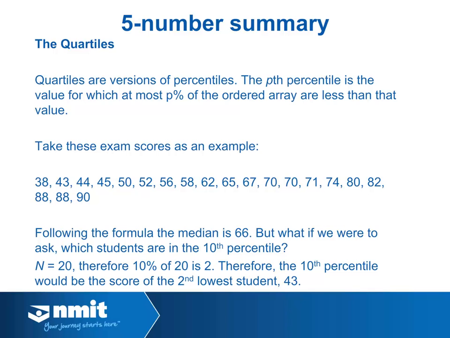The 10th percentile would be where 10% of the numbers are below it and 90% are above it. In this case, there's 20 numbers in this sample. 10% of 20 is 2, so the 10th percentile would be the second score along the array, 43. So 10% of exam scores are 43 or less, and 90% are greater than 43.